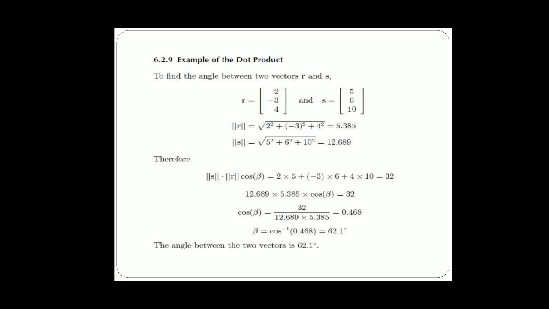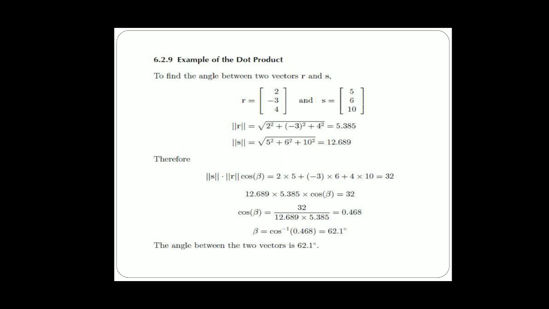Therefore, when I multiply the magnitude of s into the magnitude of r with cos beta, I get those values the same. So I'll take the same values, that is 2 into 5 plus minus 3 into 6 plus 4 into 10. They have multiplied corresponding levels, that is 2 and 5 is the first level, minus 3 and 6 is the second, and then added them. So they get an answer equal to 32.